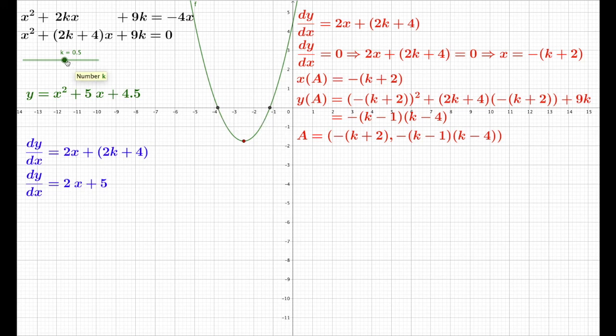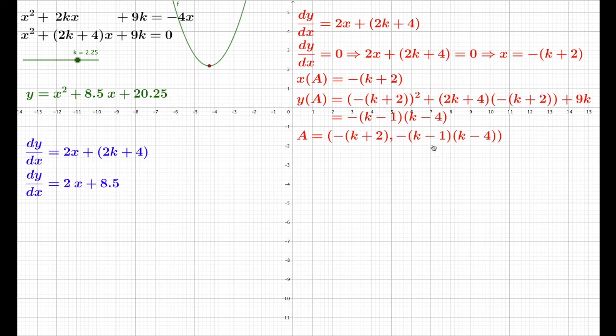And then if we think about a number between 1 and 4, this will be positive and this will be negative. So we'll have negative times negative, which is positive, and sure enough, the turning point is above the x-axis.